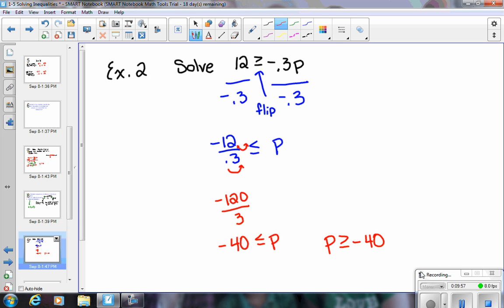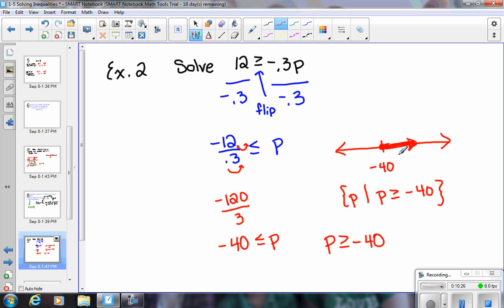On a number line, I'll mark negative 40. I am including the negative 40. And we want the numbers to the right. Set builder notation would be the set of all numbers p such that p is greater than or equal to negative 40.